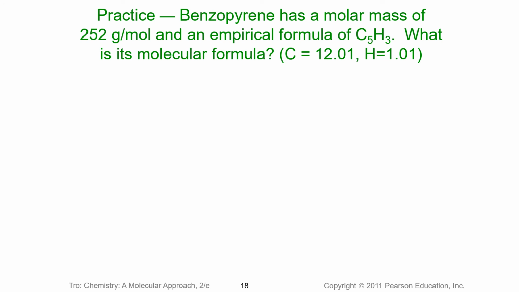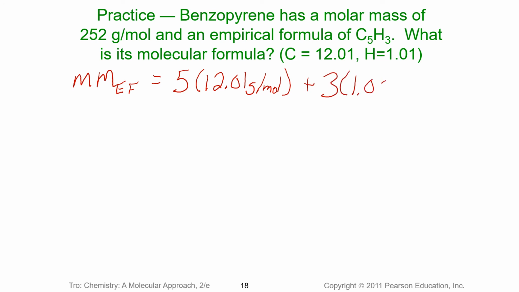Let's start by finding the empirical formula mass. So we have 5 times the mass of carbon from our empirical formula plus 3 times the mass of hydrogen. This gives us a mass of 63.08 grams per mole.